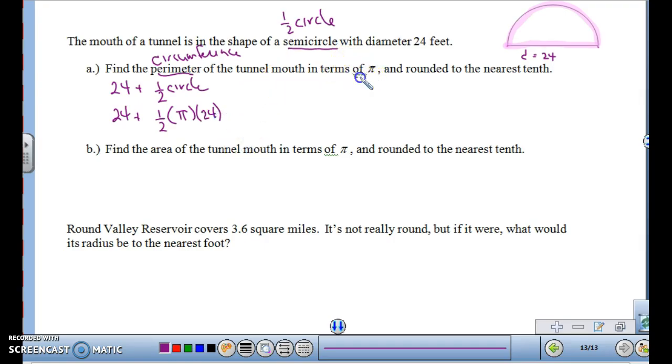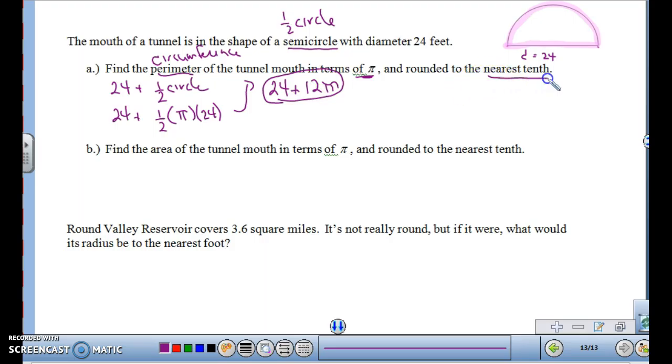Now it says in terms of pi. So this is going to be 24 plus 1/2 times 24, which is 12 pi. That is the exact answer in terms of pi. Remember, pi is an irrational number, so we can't add these together because this one has a pi on it and this one doesn't. It's like saying 24 plus 12x. You can't add those together because it has an extra term on it. So that is the exact perimeter of the tunnel mouth in terms of pi.